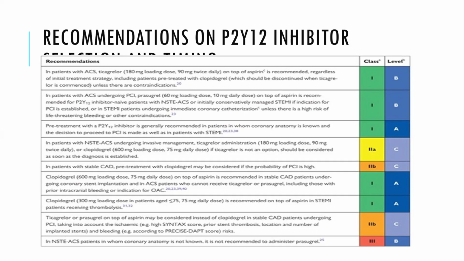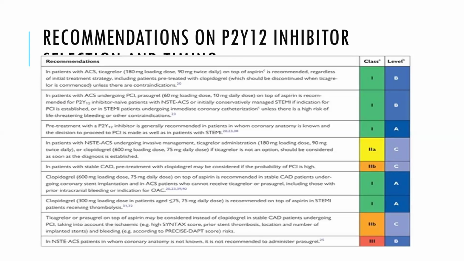The recommendations are there. We all know the class 1, class 2, and evidence levels A, B, or C. So for patients with ACS, ticagrelor, in addition to aspirin, is recommended regardless of initial treatment strategy. That is, even for patients that have been treated with clopidogrel before, you can still use ticagrelor. So ticagrelor is recommended on top of aspirin, unless there are contraindications. This is a class 1B recommendation.